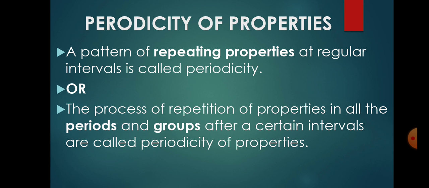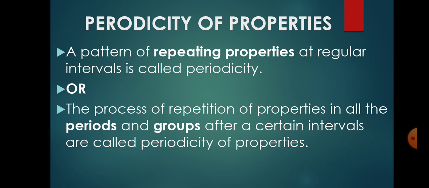So first of all, periodicity means a pattern of repeating properties at regular intervals. A pattern or a process in which the properties of the elements are repeated after a specific time is known as periodicity. Means the properties of the elements are repeated after a regular interval, after a specific time, is known as periodicity.